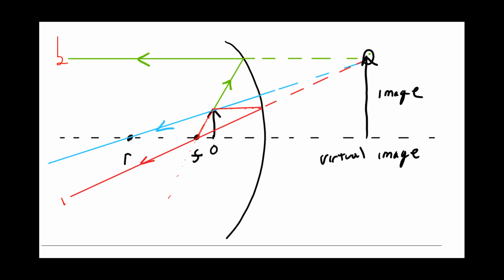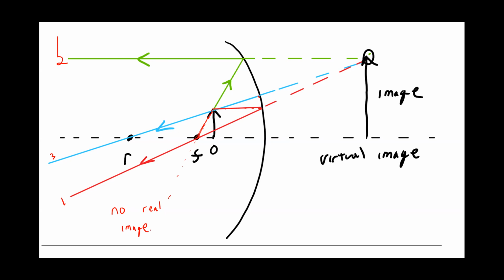For ray number 3, same deal, along a line connecting the radius of curvature to the object, it reflects exactly back the way it came. And something I notice pretty quickly is that these 3 reflected rays don't converge anywhere. So there is no real image.